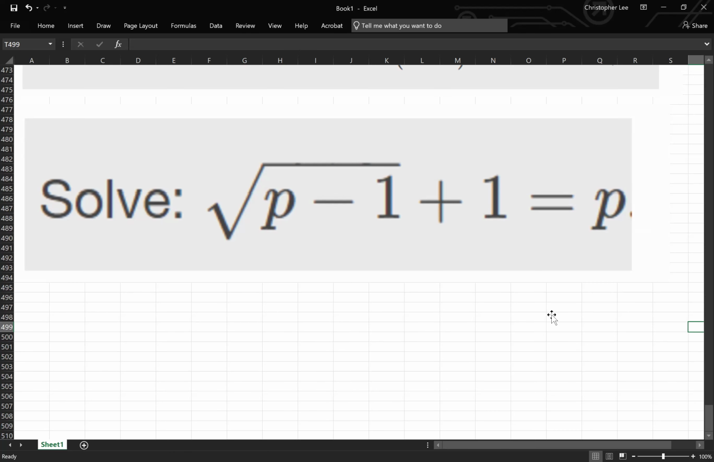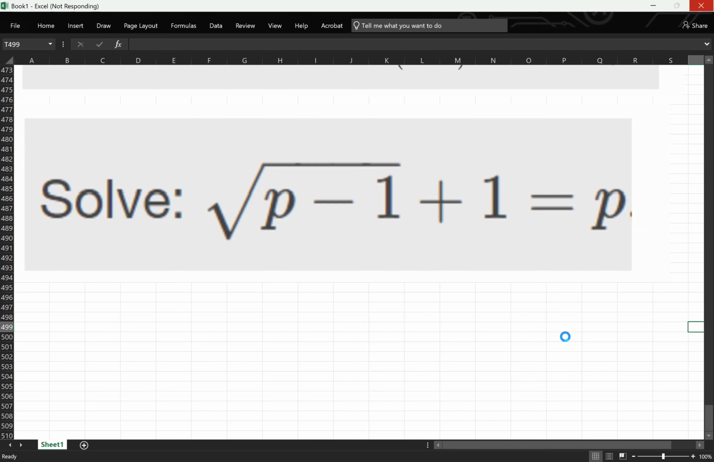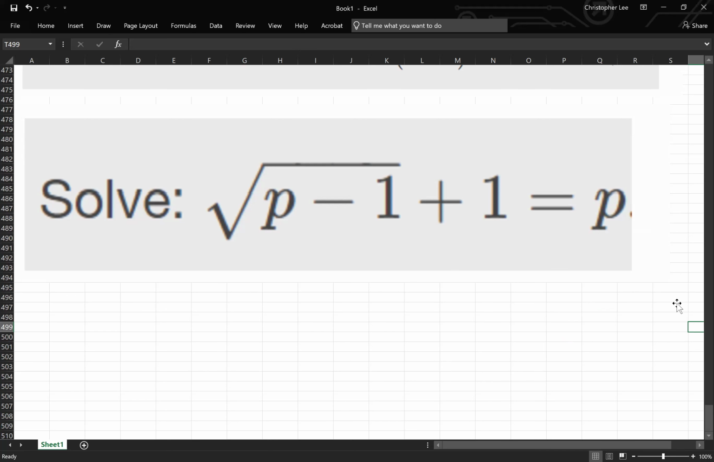Hold on 1 second. All right, bear with me 1 second. But yes, subtract one is the first step. Just bear with me 1 second. We are loading. We are loading.